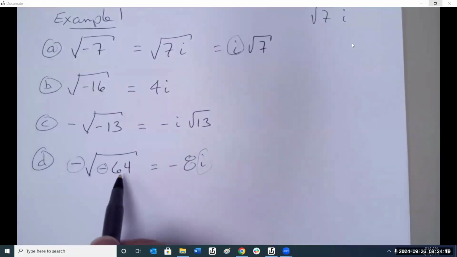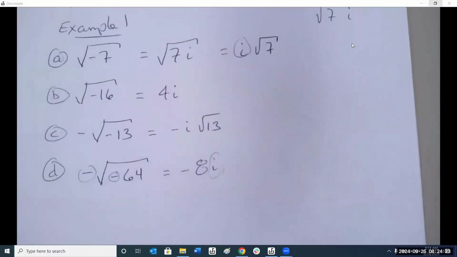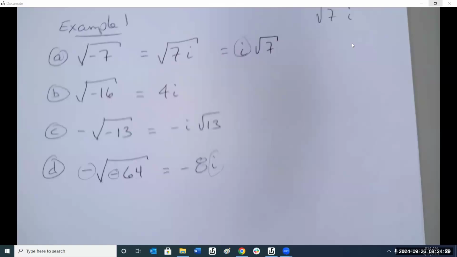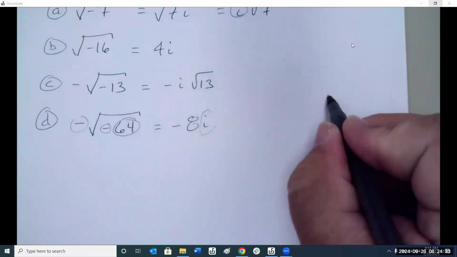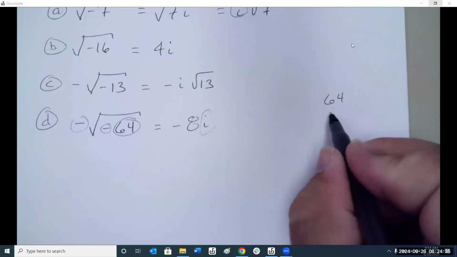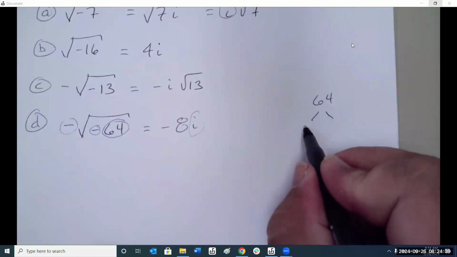Now, what do you do if you don't see that? If it's a number that you don't recognize, if I put 268, what would that be? If you don't see it's a perfect square, take the number and prime factorize it. Take it down to its prime numbers.